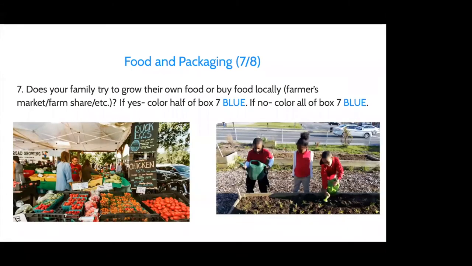Question 7, does your family try to grow their own food or buy food locally from a farmer's market or a farm share, something like that? If yes, color half of box 7 blue. And if not, which is totally fine, maybe you get all your groceries from the grocery store, you're going to color all of box 7 blue.